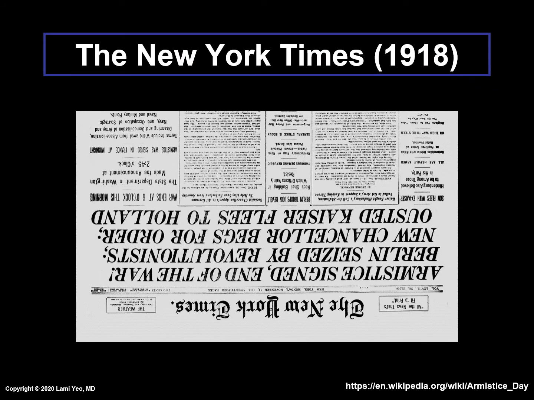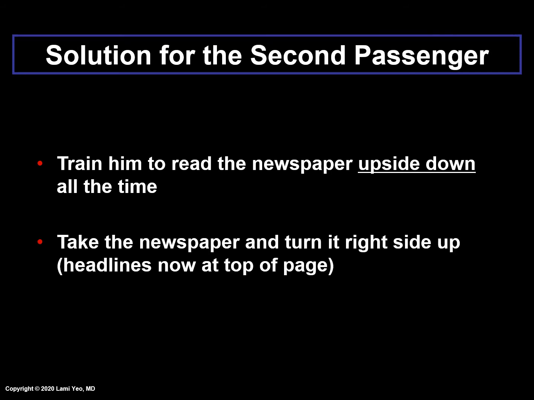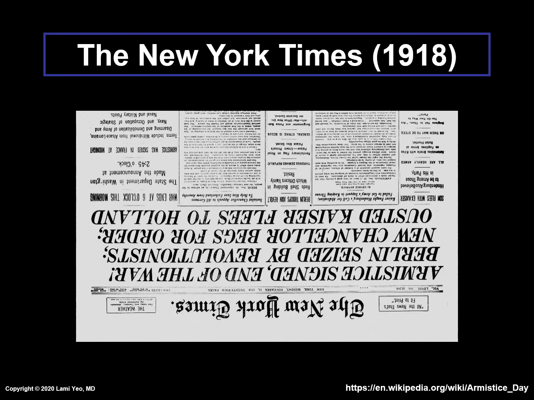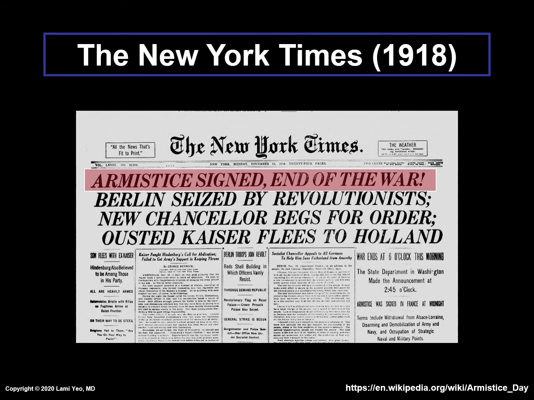If one of the passengers was holding the New York Times and another passenger directly across from him was trying to read the folded headlines, this would be very difficult because the headlines are upside down. There are 2 solutions then for the second passenger. Either train him to read the newspaper upside down all the time, or take the newspaper and turn it right side up so that the headlines are now at the top of the page. It is now very easy to read the headlines in 1918, which announces the end of World War I.